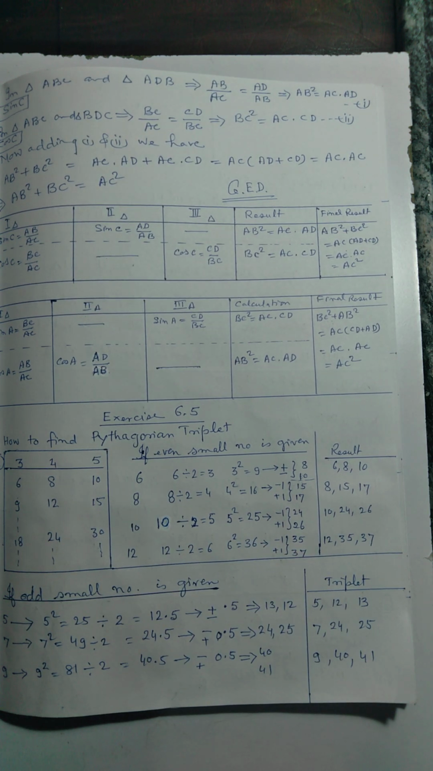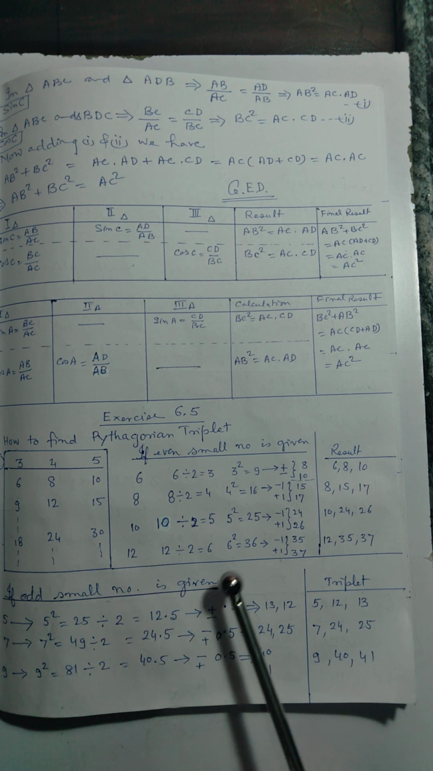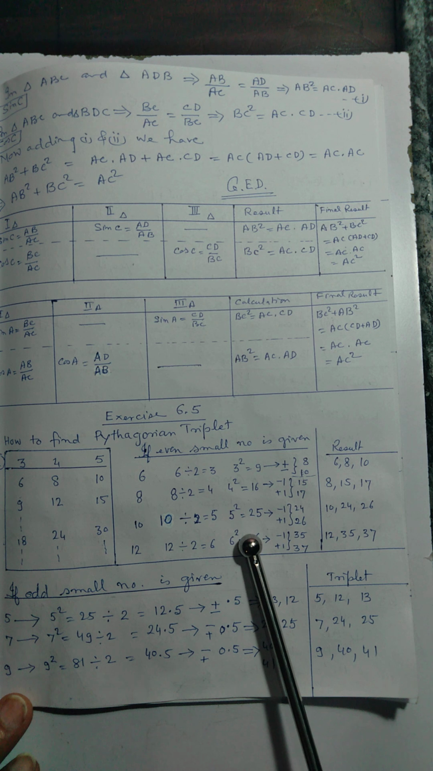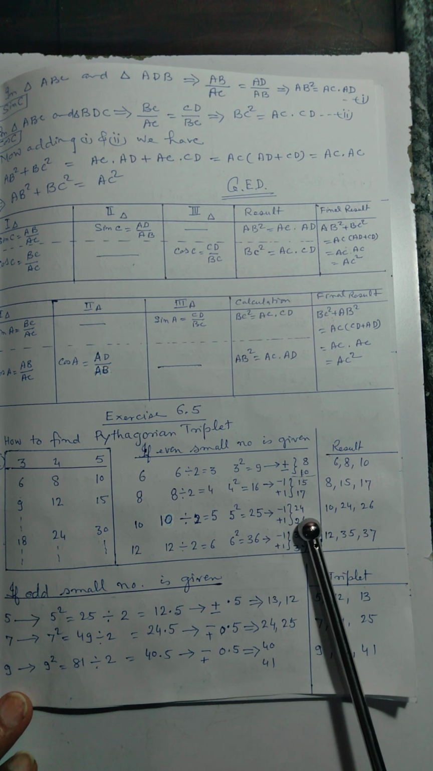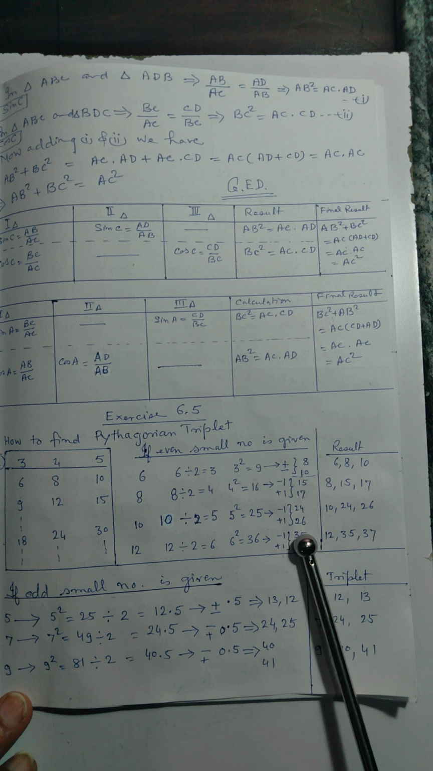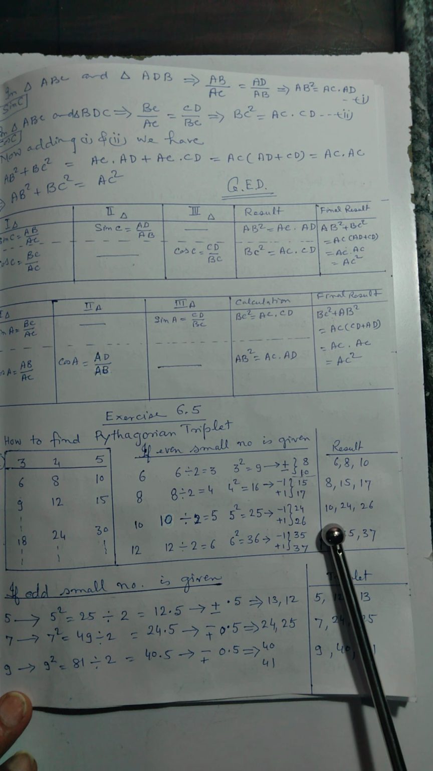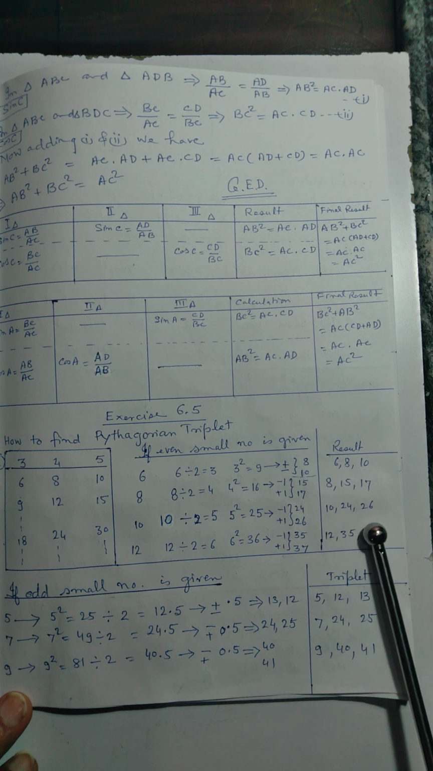10 divided by 2 will be equal to 5. Take the square of 5, that will be 25. Now subtract 1, add 1. While you subtract 1, you will get 24. While you add it, you will get 26. So you have got the Pythagorean triplet, that is 10, 24, 26.